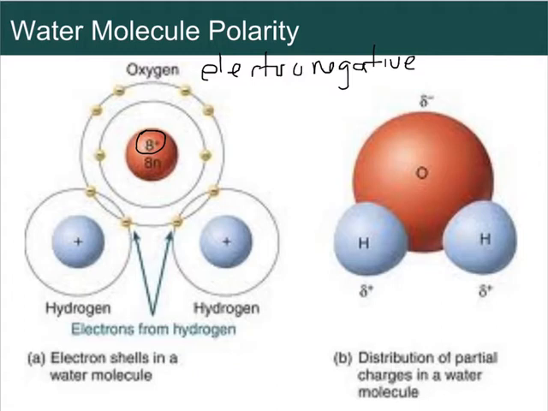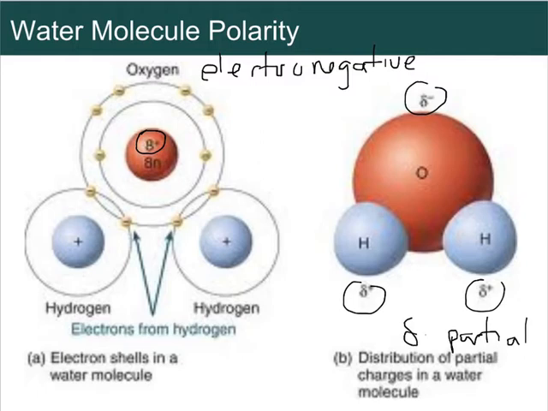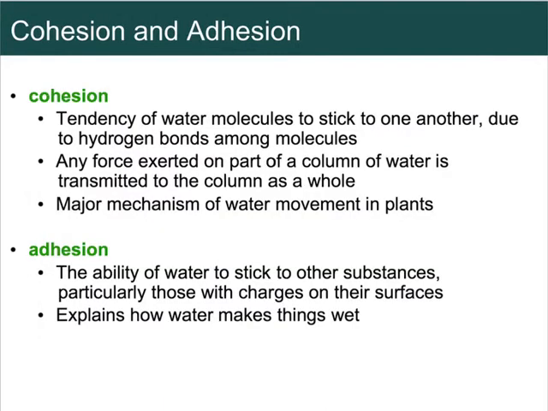It shares, but it doesn't share very evenly, and so what ends up happening is we get a little tiny partial positive. That's what this little symbol is. That means partial, not a whole positive charge like a whole proton, but just kind of a little bit more positive than the normal. Up here would be a partial negative. And those partial negatives are going to be attracted to the partial positives of another water molecule, and they're going to form hydrogen bonds, and they give water all of its really cool properties that we'll talk about right now.